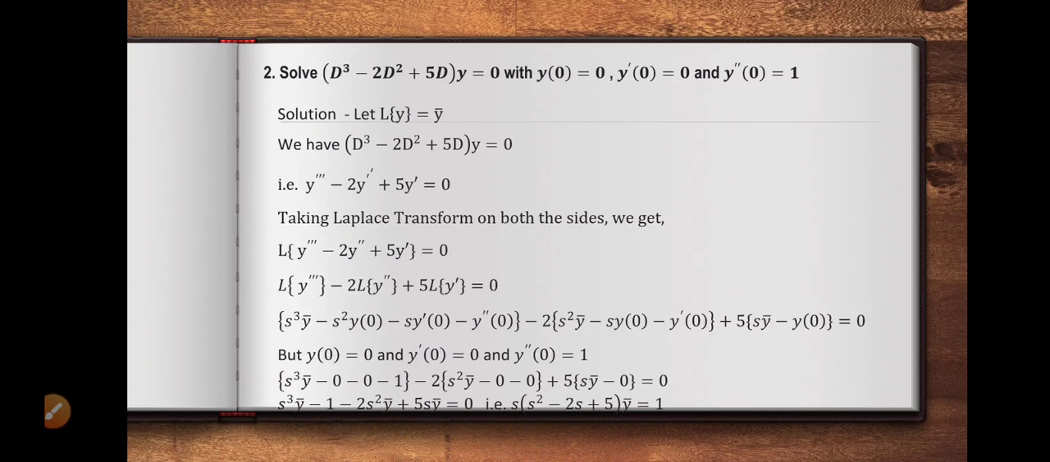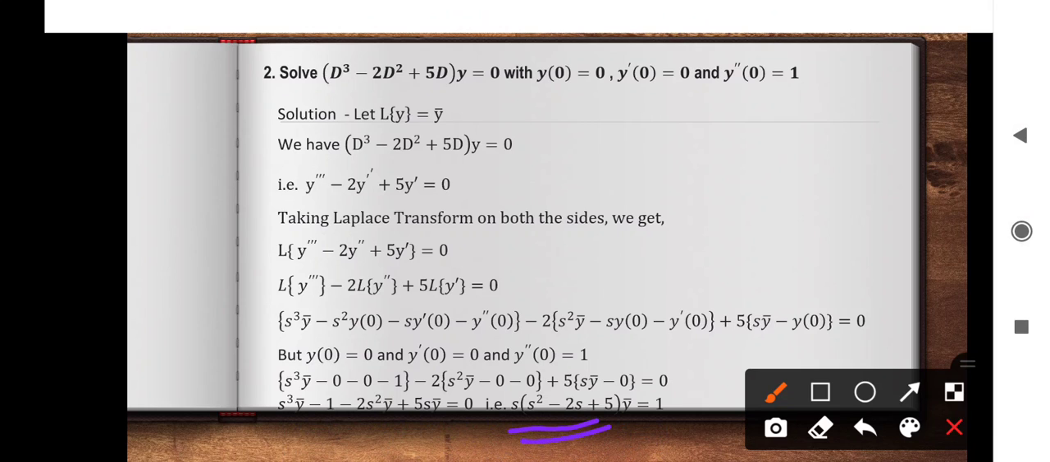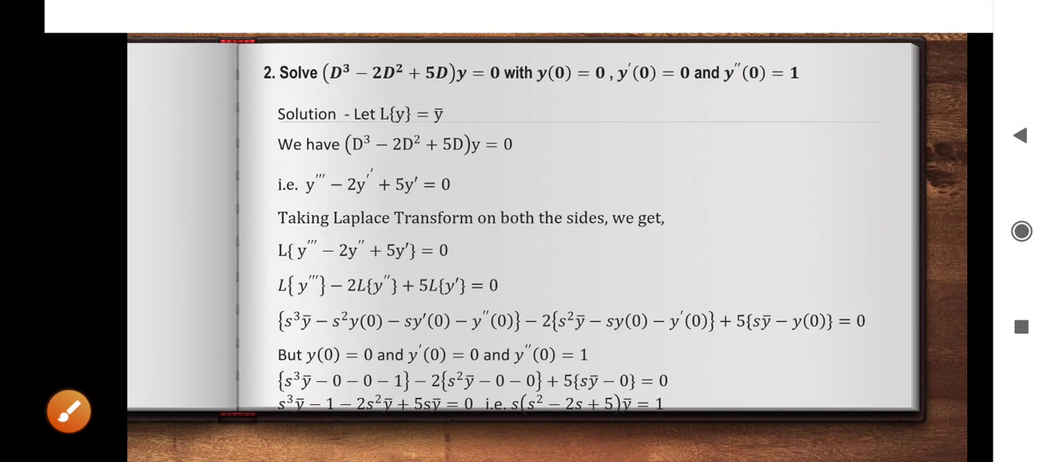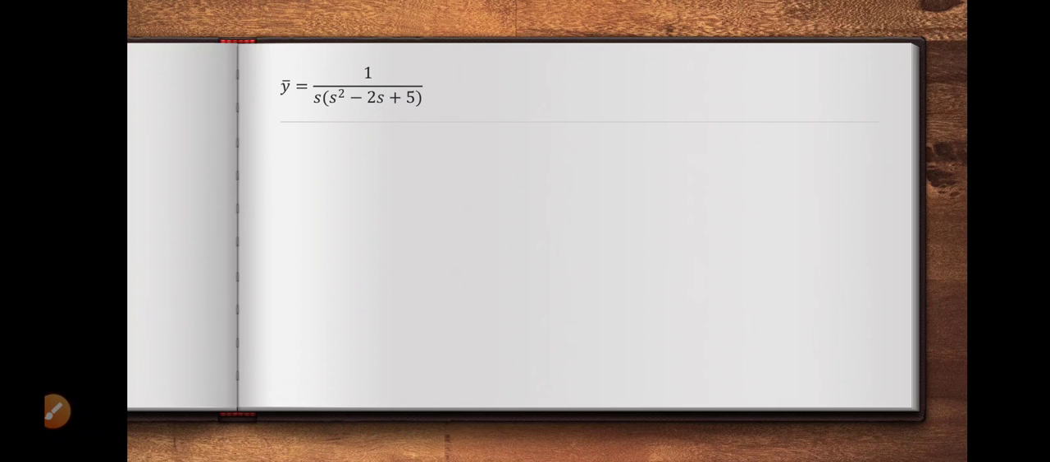Now here there will be 3 terms which are having y bar term. Taking y bar common, and also s is common, so you will get here s into bracket s square minus 2s plus 5 y bar equal to 1, as 1 is the only term which is present on LHS and it is not having any y bar. So now this completes the first part, y bar equal to 1 upon s into s square minus 2s plus 5.